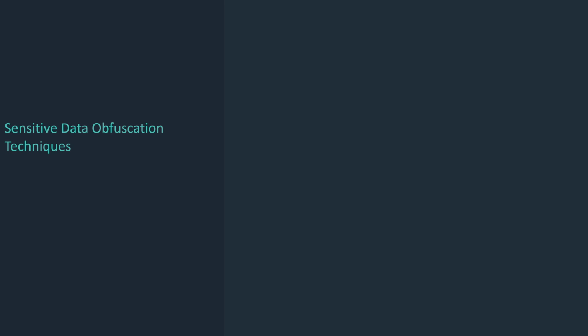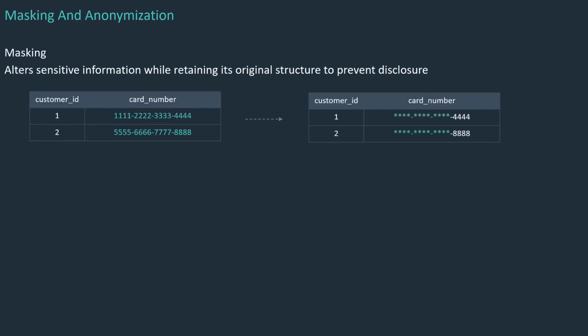In this lesson, we'll see some of the data obfuscation techniques. Starting with masking. Masking alters sensitive information while retaining its original structure to prevent a disclosure.